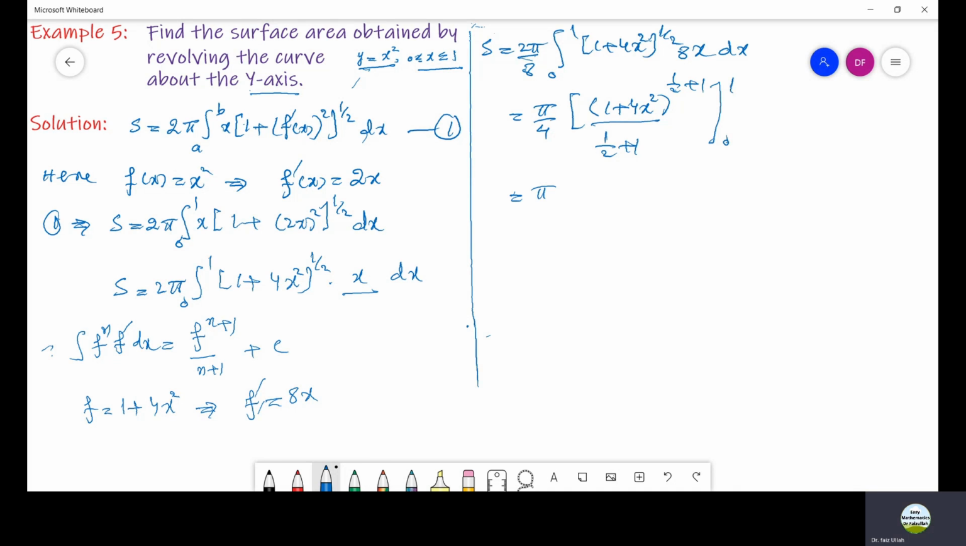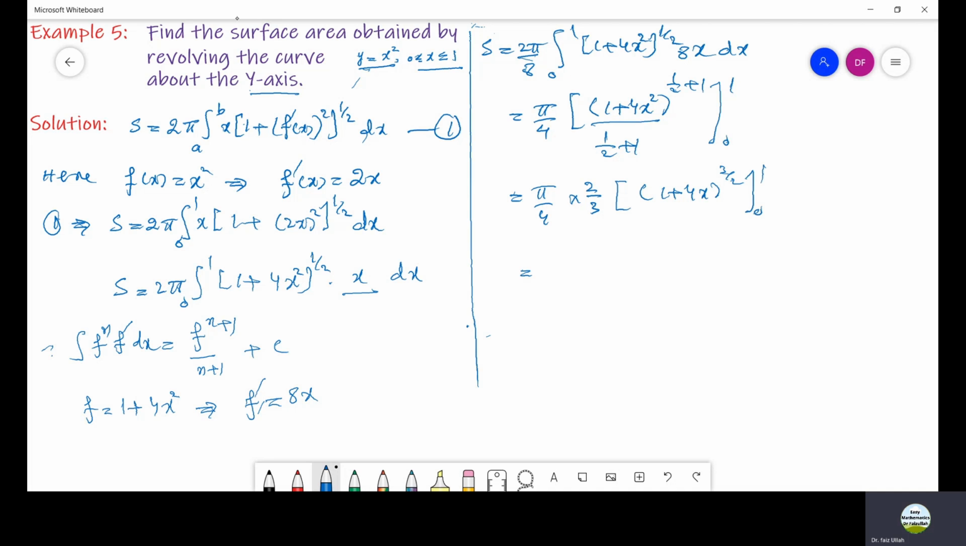From this we can get pi by 4. 1 over 2 plus 1 is 3 by 2. So we can write here 2 by 3. If it goes up, it will reverse. And from this we can obtain 1 plus 4x square raised to the power 3 by 2. Limits are from 0 to 1.